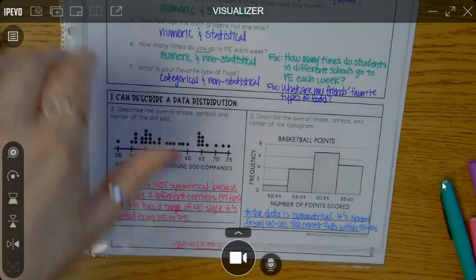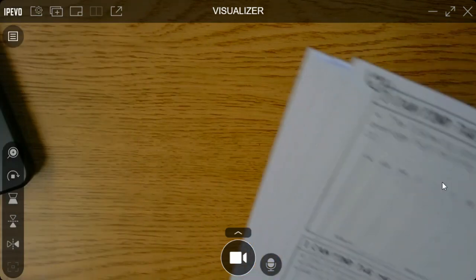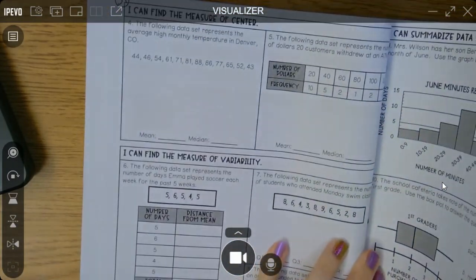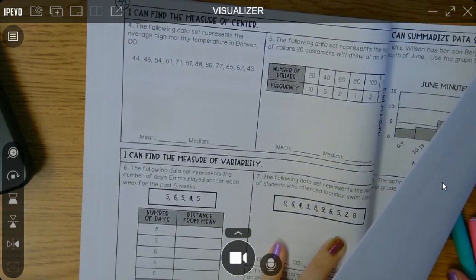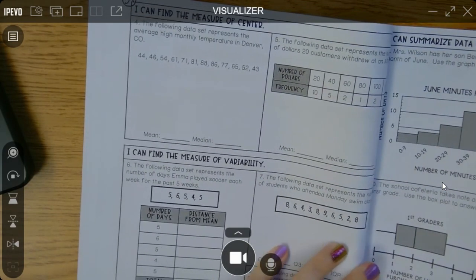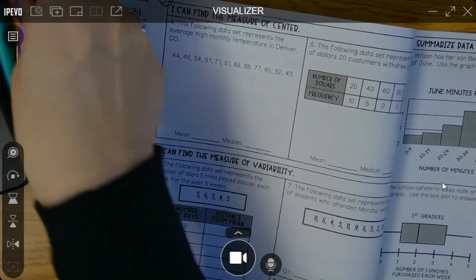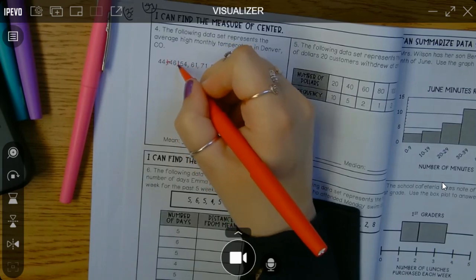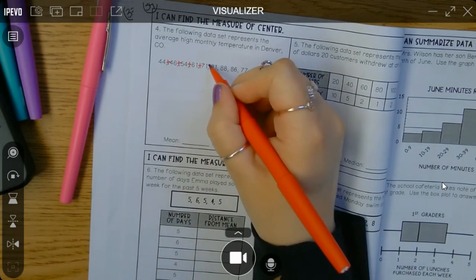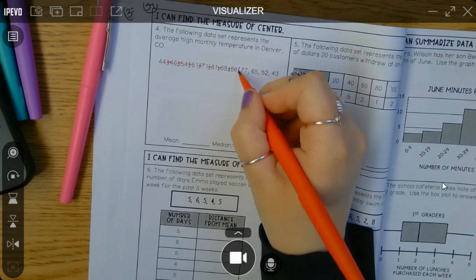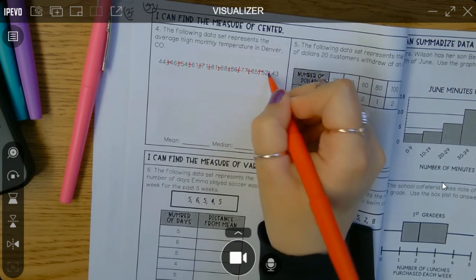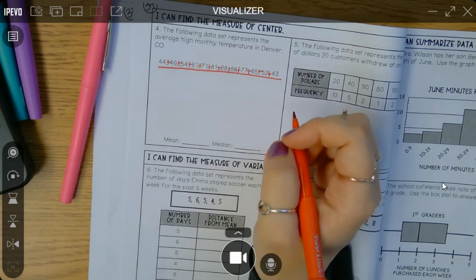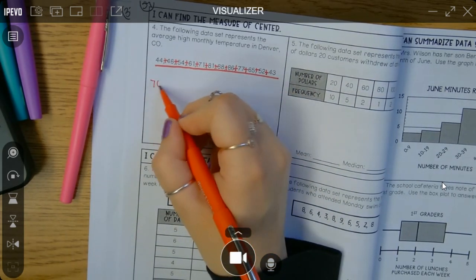So if we turn the page, the next thing they want us to do is look at this data set and find the mean and median. Okay, so to find the mean, what is it that you do? Yeah, you're going to add all those numbers together. So go ahead and add all those in your calculator. And when you added all of those numbers, what did you get? You should have gotten 768.